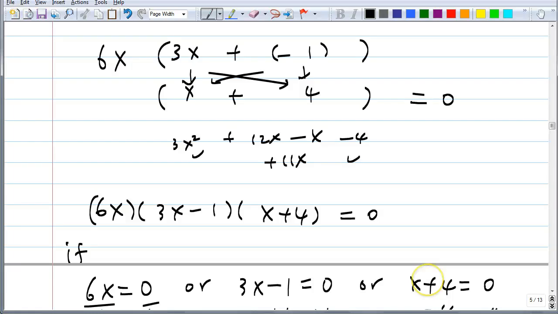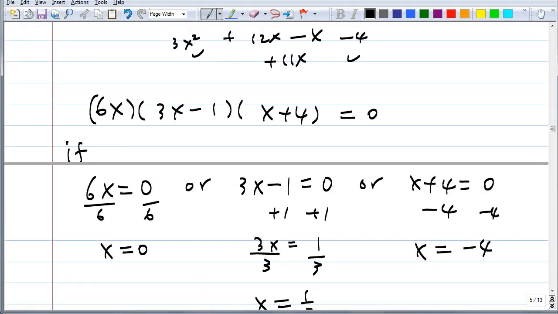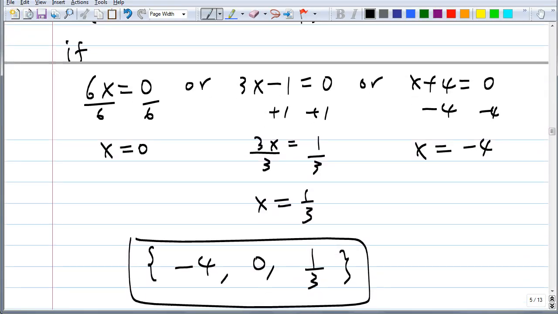The other one, x plus 4 equals 0. Claire, what do we do for the third one? We subtract 4. So what do we get? X equals negative 4. Yeah, so how many solutions are there, guys? 3. So here, how many people got negative 4, 0, and 1/3? Raise your hand. Easy enough? Yeah. Can you do something like this for your homework? Yes. Okay, all right. Let's try one more.